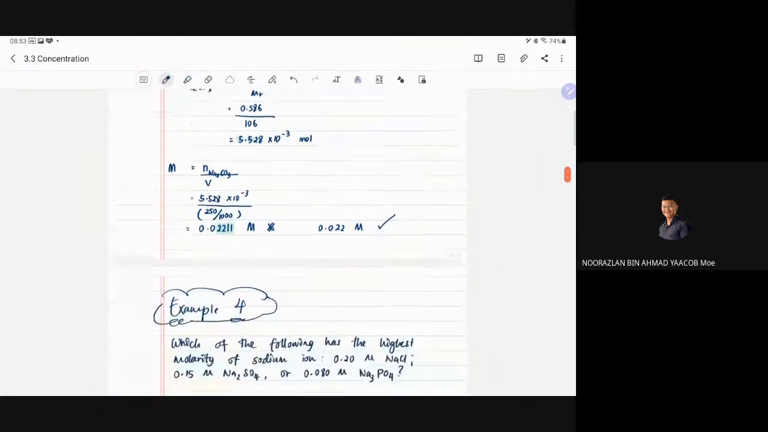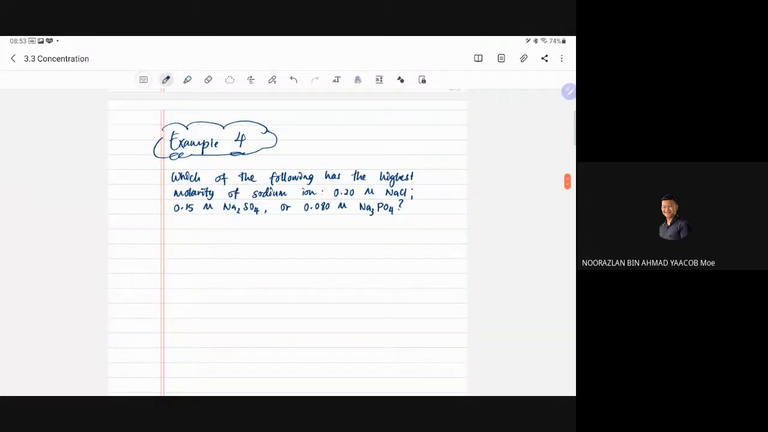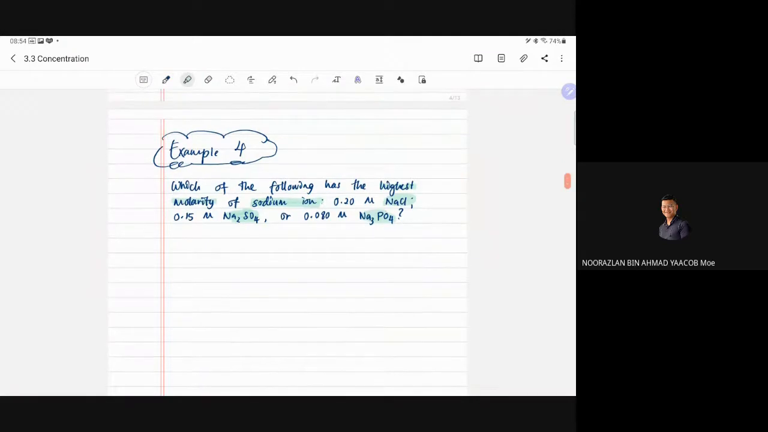Tiada. Now let's proceed to example 4. Which of the following has the highest molarity of sodium ion? 0.20 molar sodium chloride, 0.15 molar sodium sulfate, or 0.08 sodium phosphate. Jadi kat sini dia nak cari highest molarity, okay, of sodium ion. Okay. Now, adakah NaCl ataupun Na2SO4 ataupun Na3PO4? So this requires your understanding of a salt. So ini semua adalah sejenis salt.